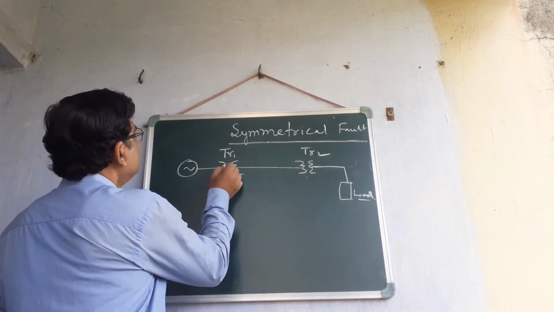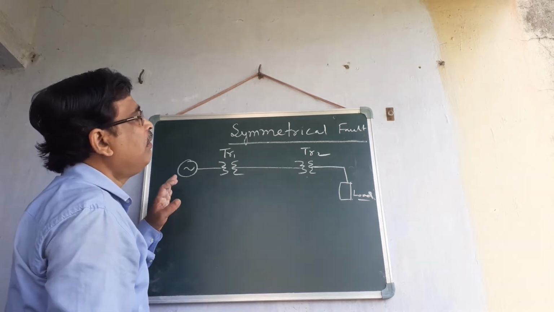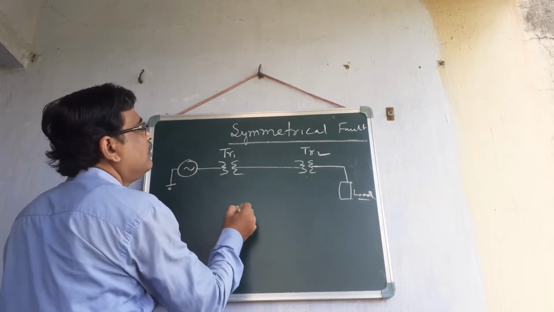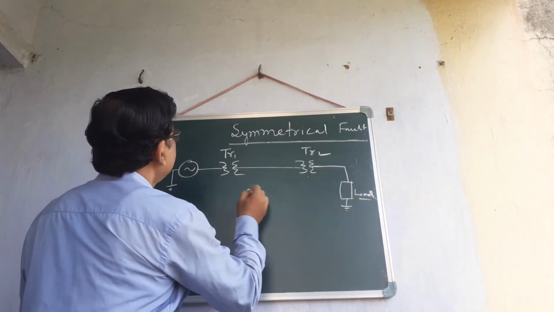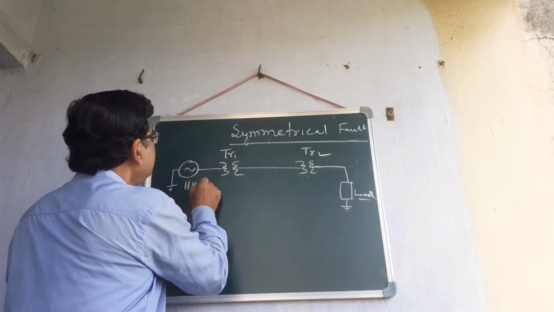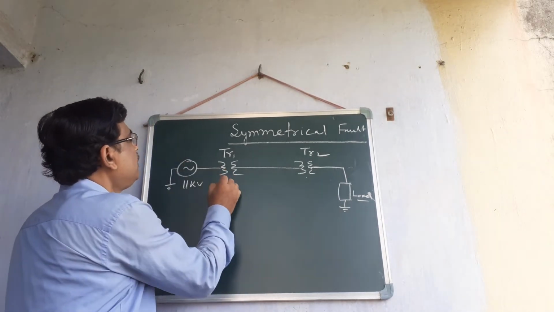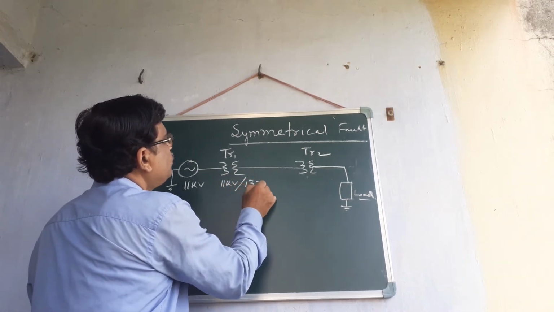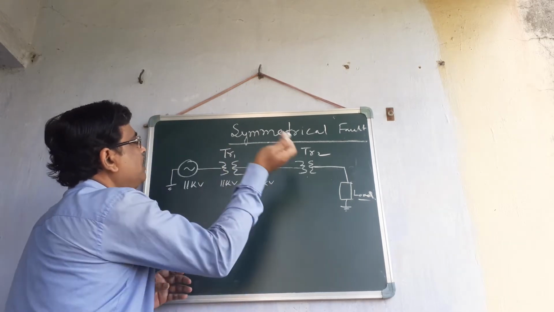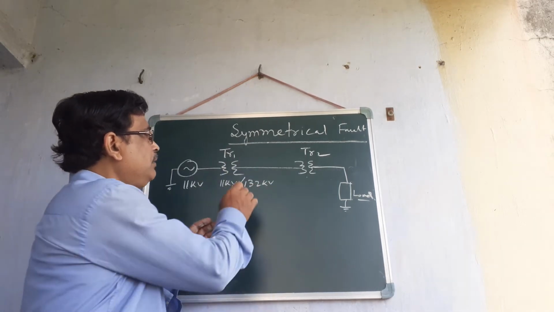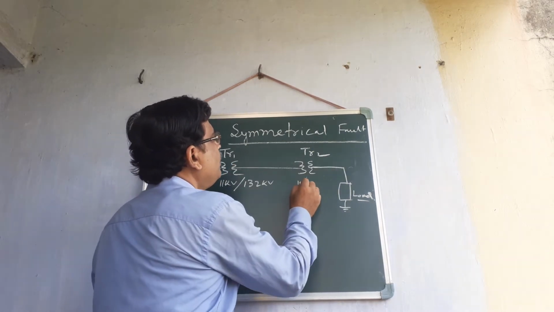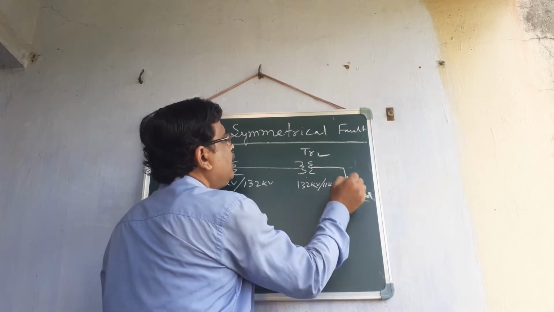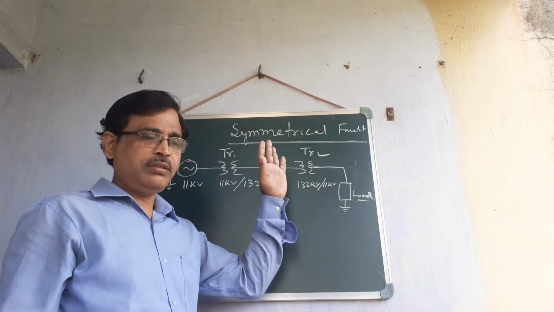Now assume this generator is generating a voltage of 11 kV. Then obviously the transformer is 11 kV by 132 kV, so that means it is stepped up to 132 kV, and then from here it is a step down transformer, 132 kV to 11 kV, and the load is at 11 kV.